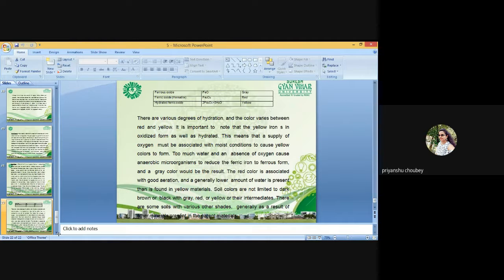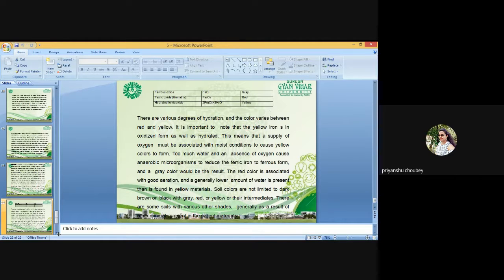There are various degrees of hydration, and the color varies between red and yellow. It is important to note that the yellow iron oxide is formed along with hydration. This means that a supply of oxygen must be associated with moist conditions to cause a yellow color to form. Too much water and the absence of oxygen cause anaerobic microorganisms to reduce the ferric iron to the ferrous form, and a gray color would be the result.